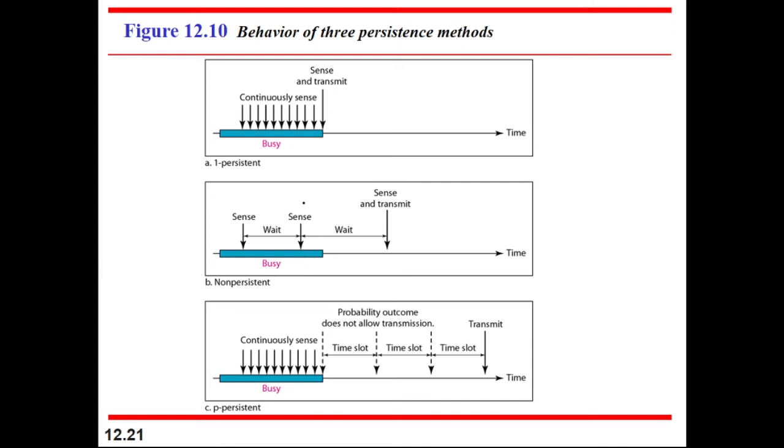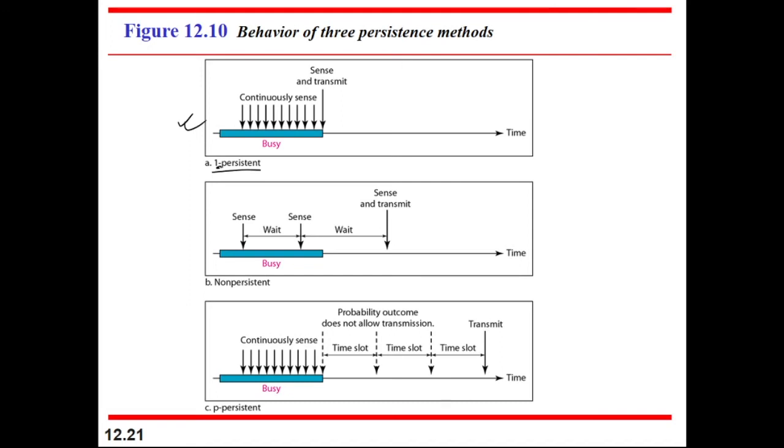Now for carrier sense multiple access, we should provide some persistence methods. We have different persistence methods: the first one is one-persistent, the second one is non-persistent, and the last one is p-persistent. So what is the one-persistent method? It is a very simple and straightforward method. After the station finds the line idle, it sends the frame immediately.